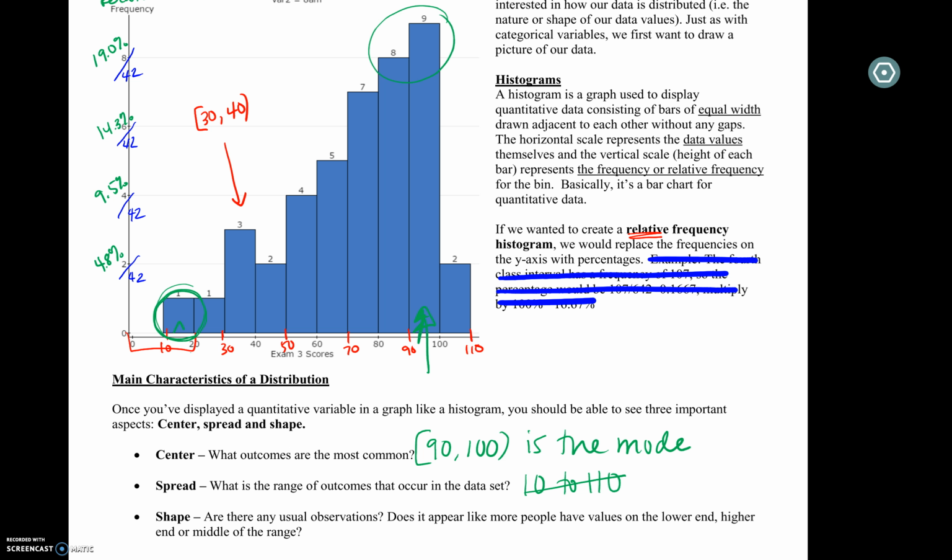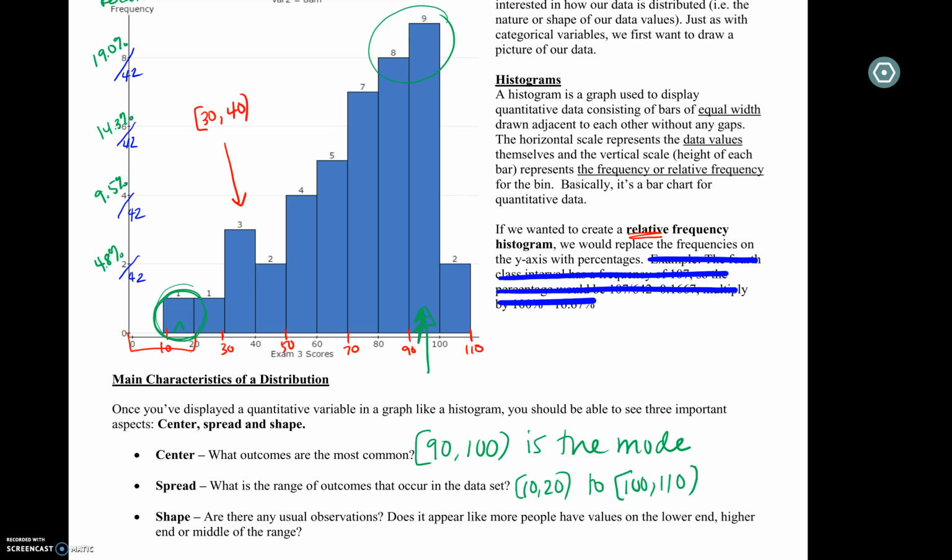We don't know exactly what it is, and we don't know exactly what the highest value is. We just know it's somewhere between 100 and 110. So if we were to do this, what we would need to say is that our range of outcomes is somewhere between 10 to 20 to 100 to 110.